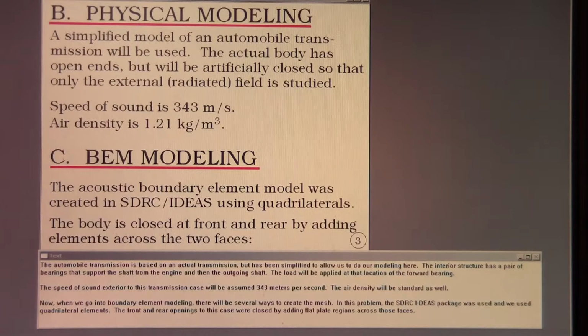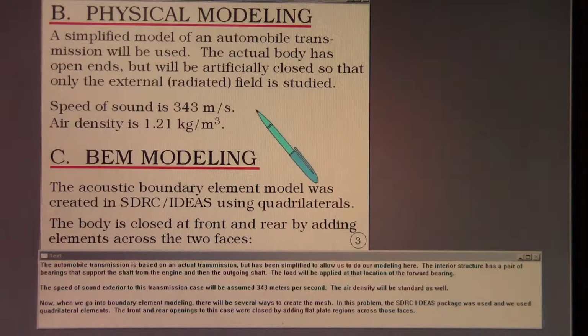The speed of sound exterior to this transmission case will be assumed 343 meters per second. The air density will be standard as well. Now when we go into our boundary element modeling, there would be several ways to create the mesh. In this problem, the SDRC IDEAS package was used, and we used quadrilateral elements. The front and rear openings to this case were closed by adding flat plate regions across those faces.